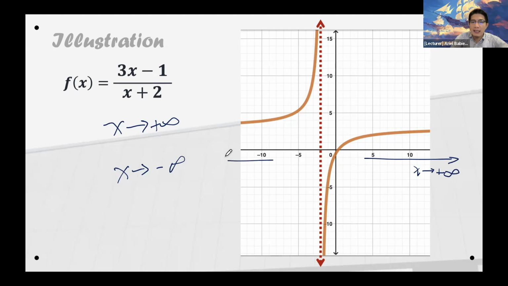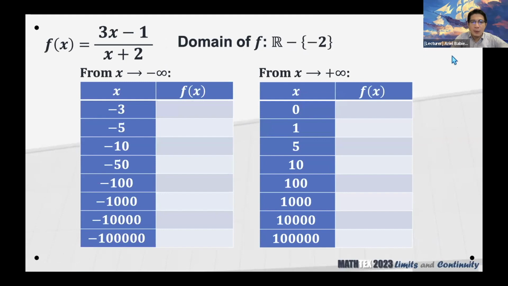Ito naman kabila, ito naman yung x decreasing without bound. Again, once again, these are just behavior. What will be the behavior of the function as x increases without bound and as x decreases without bound? I will again show you some table of values, but then again, there are shortcuts to this one. Let me show you. What will happen to the function values as x decreases without bound? Yung nasa left, ito namang nasa right as x increases without bound.